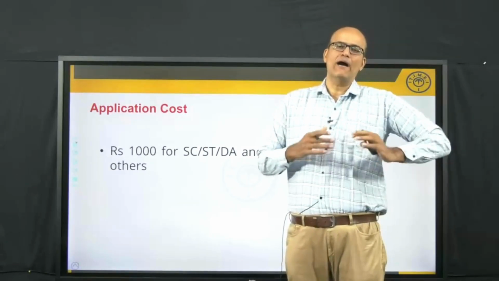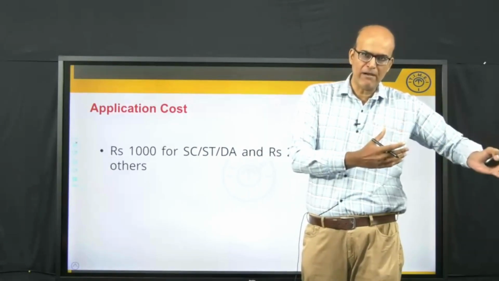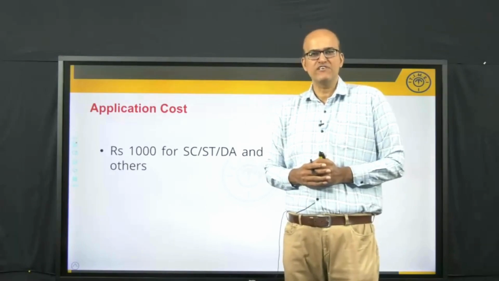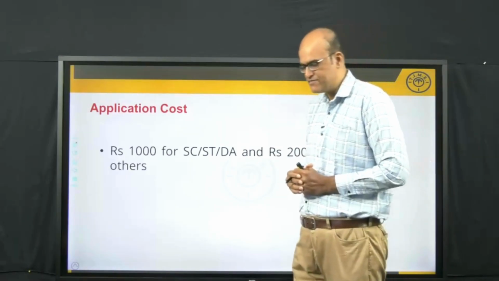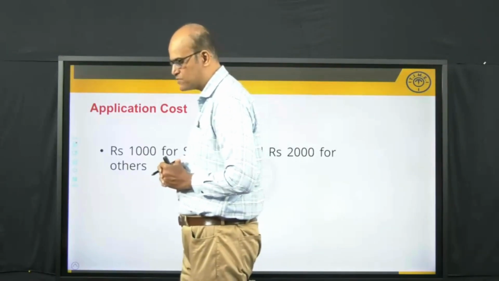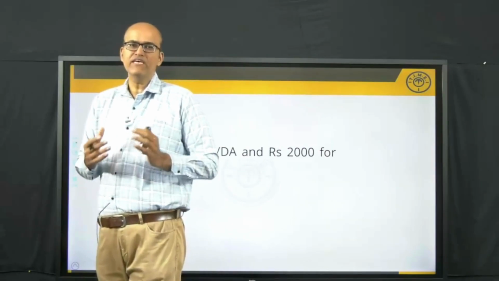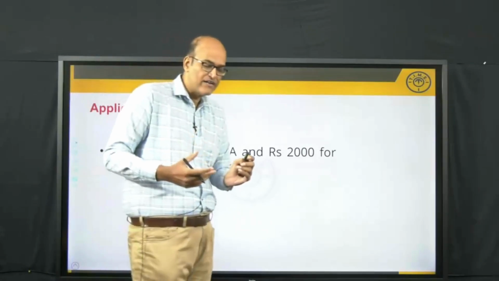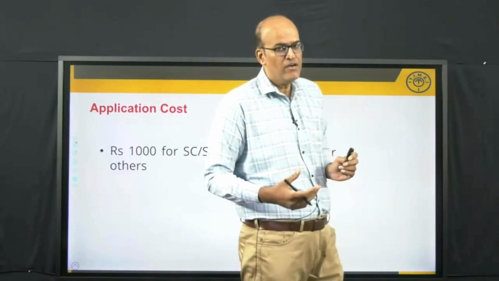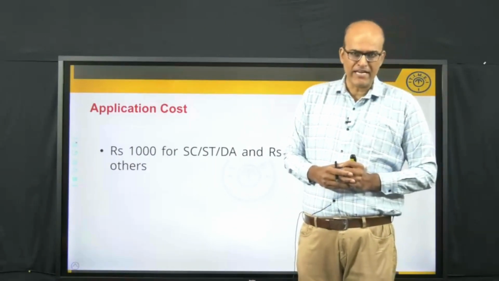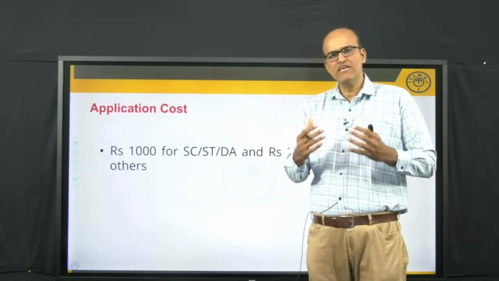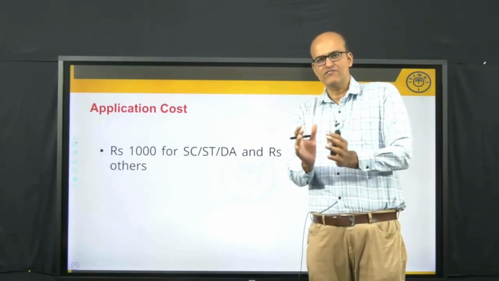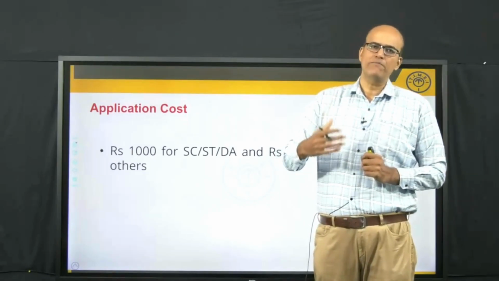Now, let's talk about the application cost. When you fill up their application form, how much money you need to pay. See, people who belong to SC, ST or differently abled categories, they need to pay 1,000 rupees for this application form. Everybody else, that means general category, EWS category, OBC, NC category applicants, they need to pay 2,000 rupees for this application form. So before you fill up the application form and complete the process, make sure you get these funds ready, and this amount can be paid online.